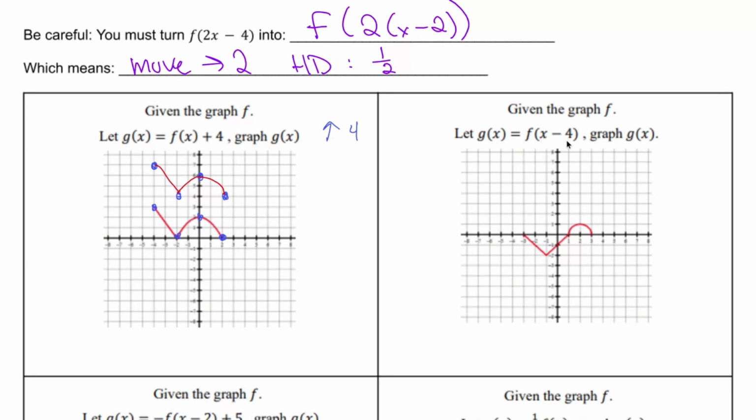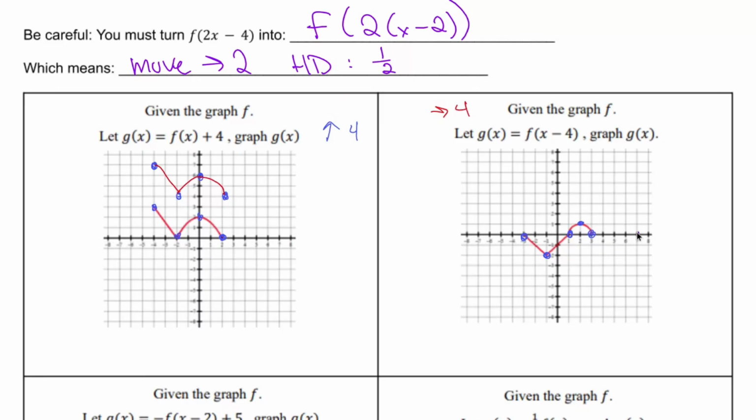The minus 4 is happening within, so that's going to be minus 4, which is right 4. So that is a horizontal translation of positive 4. So we're going to take every point and move it to the right. So let's use, here's a point here, here's a point here, here's a point here, here's a point here, here's a point here. Let's move all 5 of those to the right 4.